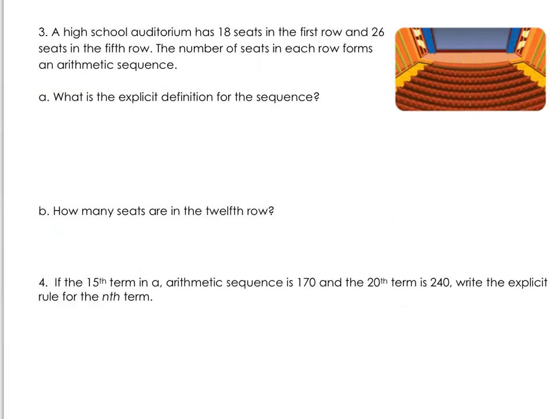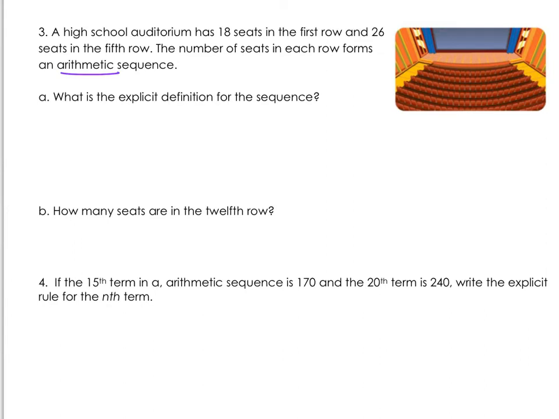Let's see how we can use those formulas with some application. A high school auditorium has 18 seats in the first row and 26 seats in the fifth row. The number of seats in each row forms an arithmetic sequence. So that means as you go from row to row, we're increasing the amount of seats in each row by the same amount. What is the explicit definition for the sequence?